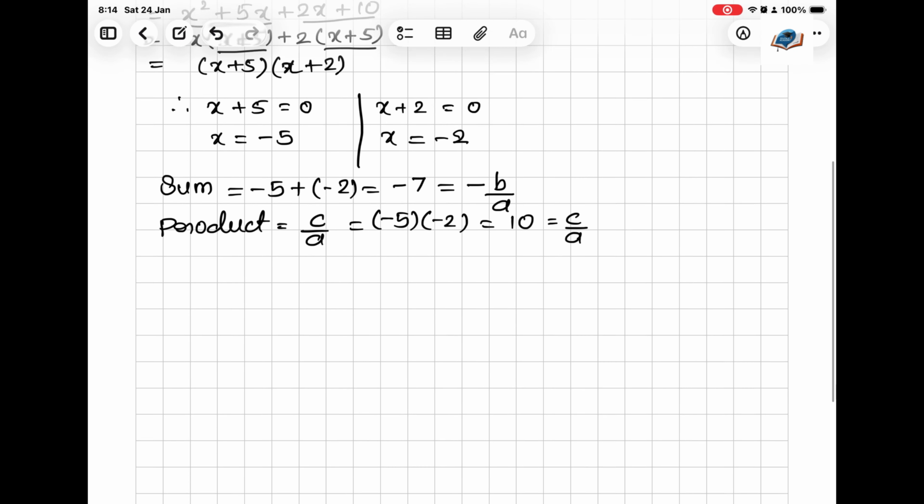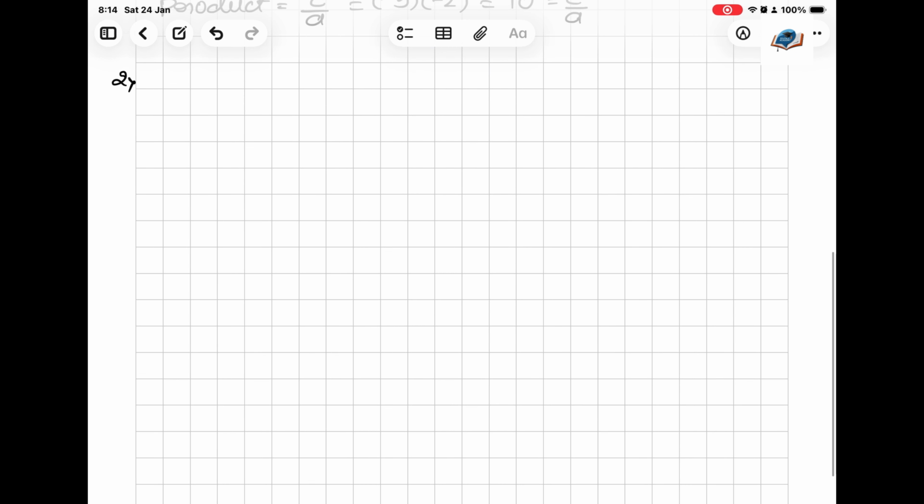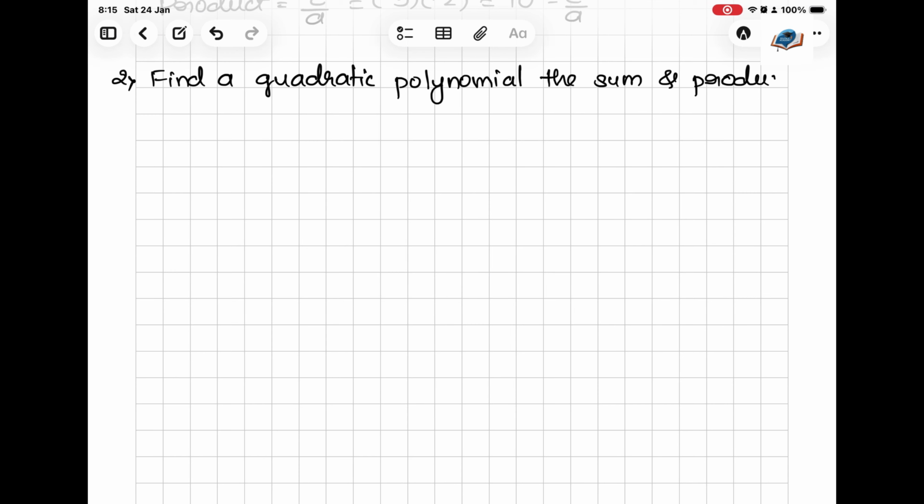Now coming to the second question. I am given: find a quadratic polynomial, the sum and product of whose zeros are minus 3 and 2 respectively.